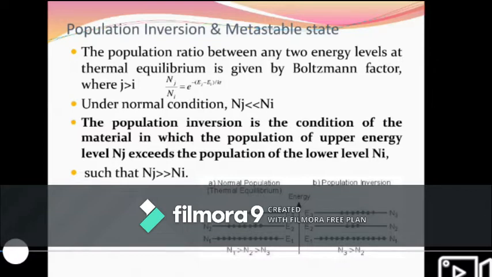Therefore, how do we define population inversion? Population inversion is the condition of the material in which the population of the upper energy level Nj exceeds the population of the lower level. This is the definition of population inversion. In population inversion, Nj must be greater than Ni, where j is greater than i. With respect to this diagram, N3 is greater than N2.